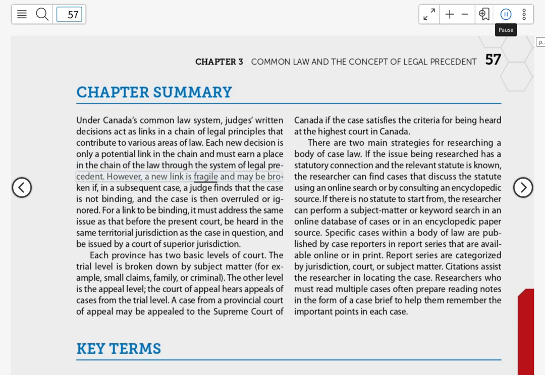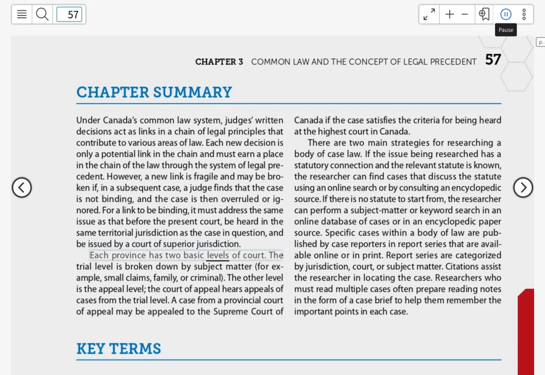However, a new link is fragile and may be broken if, in a subsequent case, a judge finds that the case is not binding, and the case is then overruled or ignored. For a link to be binding, it must address the same issue as that before the present court, be heard in the same territorial jurisdiction as the case in question, and be issued by a court of superior jurisdiction.